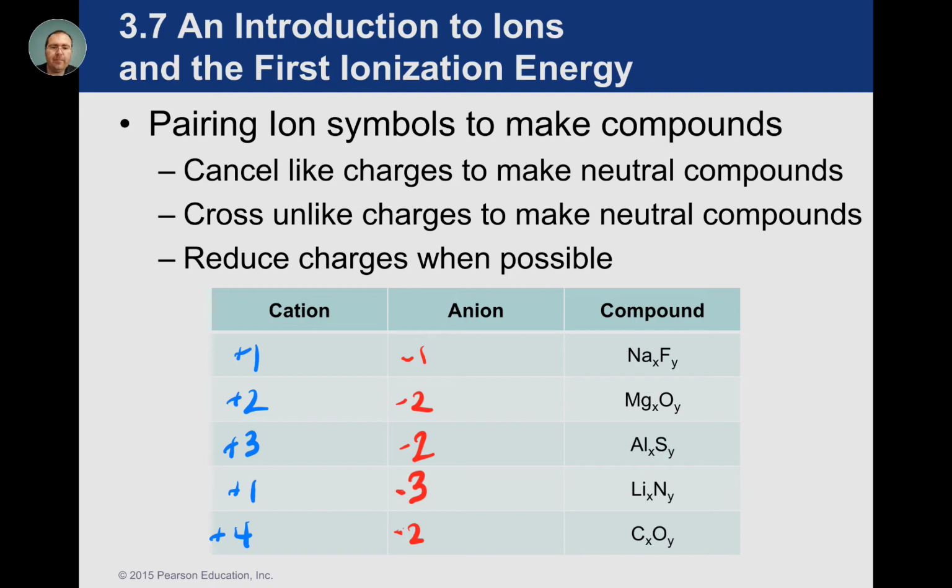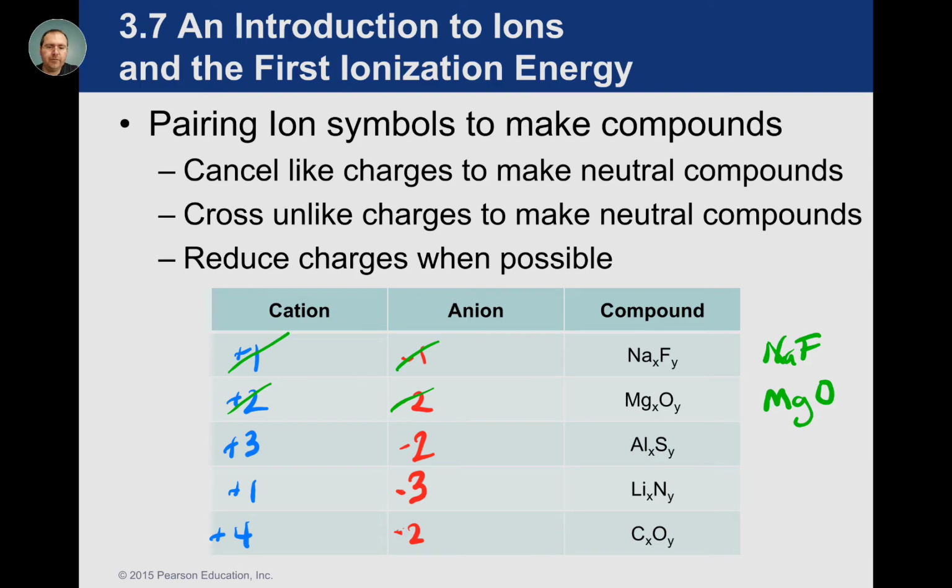So then as we make the compounds, we have to realize that these charges are either the same or different. In the situation with these first couple examples, you're going to see that the 1 and 1 cancel. So we would just get Na and then F. Even here, the 2 and 2 cancel. So we get Mg and O.